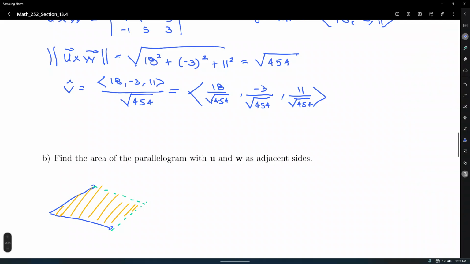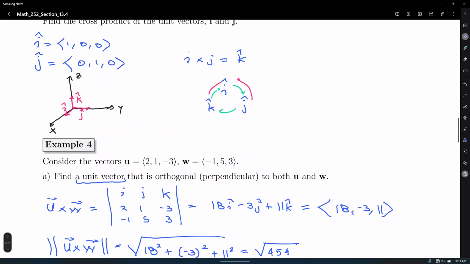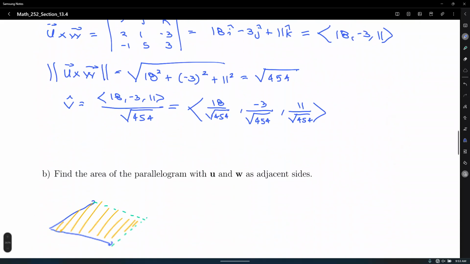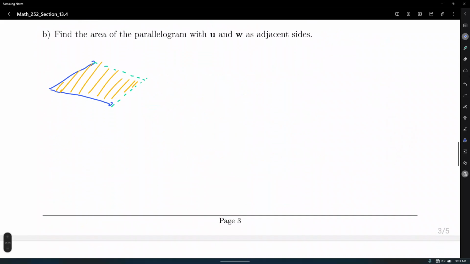Now, how do we find the area of the parallelogram? Let me go back to the previous page real quick. That is found by finding the magnitude of the vector obtained from the cross product. But it turns out we already have the answer, don't we? We did it in part A. We found the magnitude. So the area of the parallelogram equals the magnitude of U cross W, which is the square root of 454 units. And could be meters squared, feet squared. We don't know the units, right?